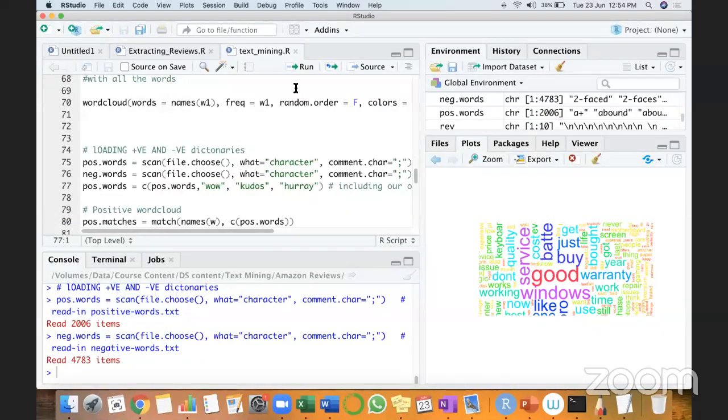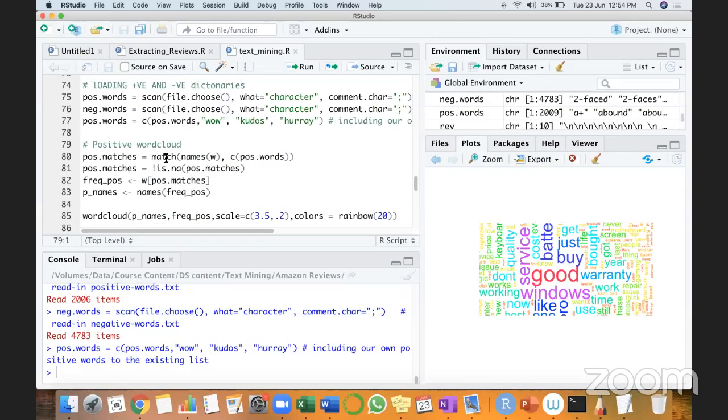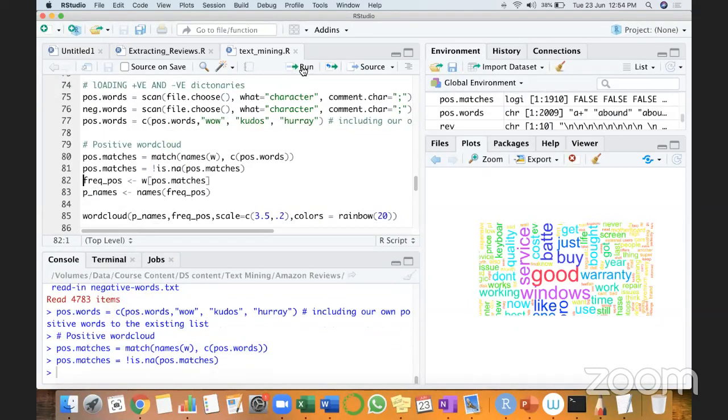Right, I've loaded the data. Now let us go for the positive words. I'll match the words which we have uploaded with our Amazon review words. And this is a positive word.